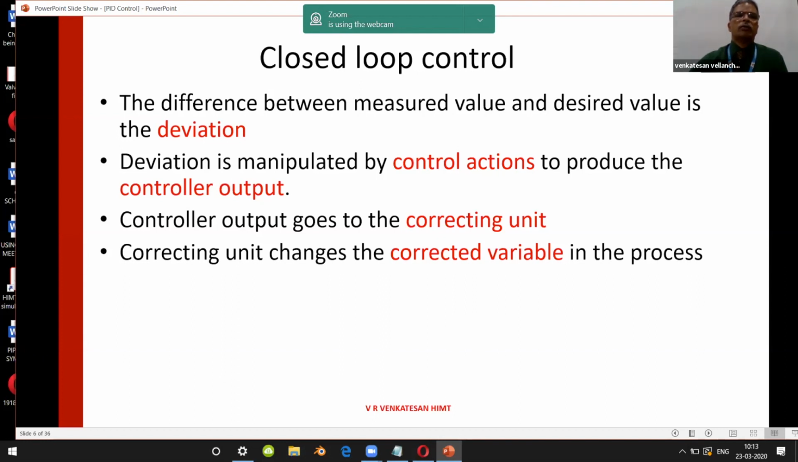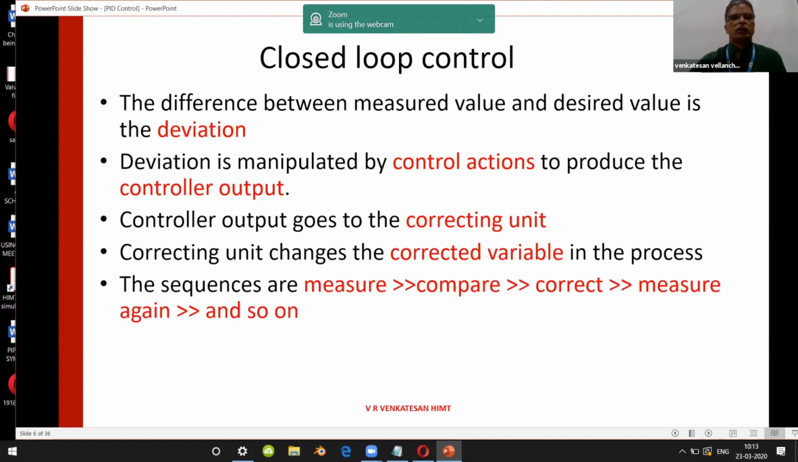So what is the corrected variable here? The controlled variable is the viscosity. The corrected variable is the steam flow in the heater. That is how the whole system works. If you look at it, it is the same principle: you measure something, compare with what you want to achieve, find out the deviation, take corrective action, and then you go on measuring, measure again and go on. If all these steps are there, measure, compare, correct and measure again, then this is called a closed loop control.